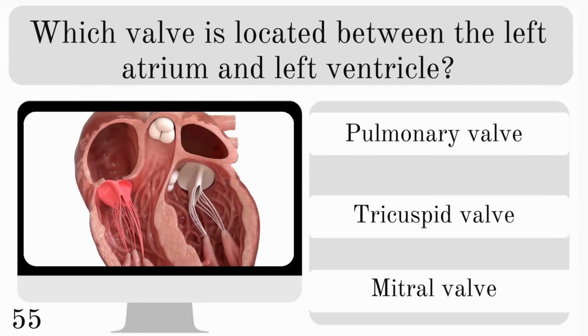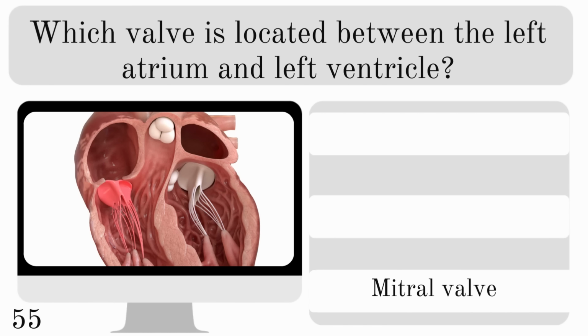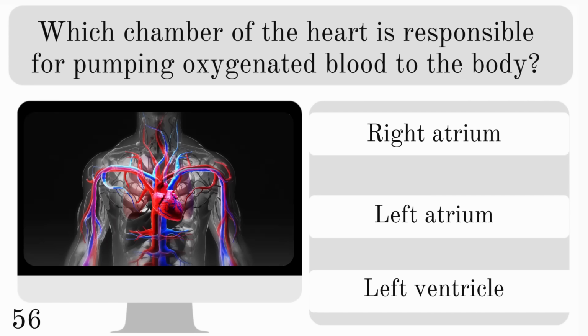Which valve is located between the left atrium and the left ventricle? Is it the pulmonary, tricuspid or mitral valve? And the correct answer, the mitral valve. Which chamber of the heart is responsible for pumping oxygenated blood to the body? The right atrium, left atrium or left ventricle? And that is the left ventricle.